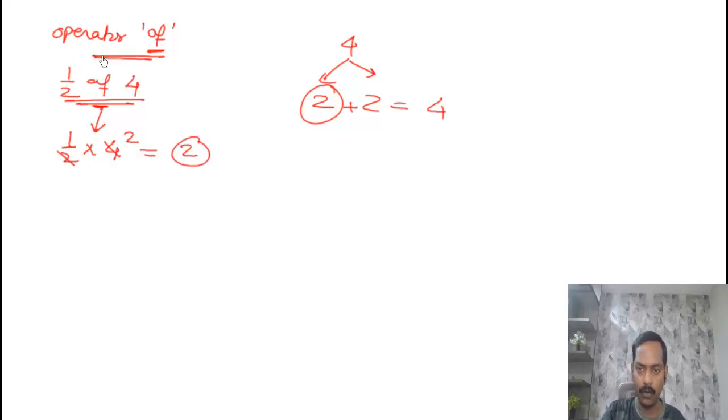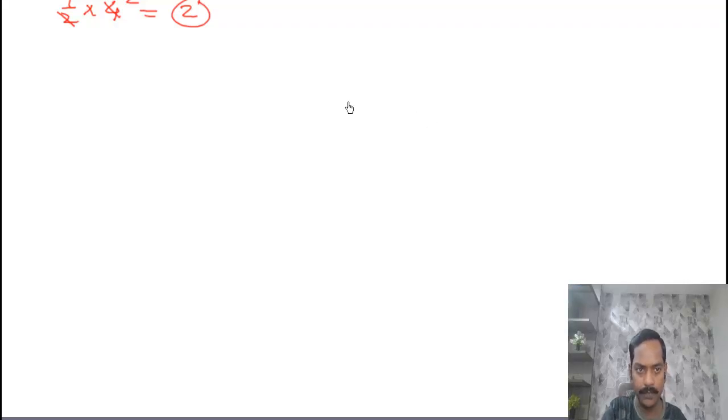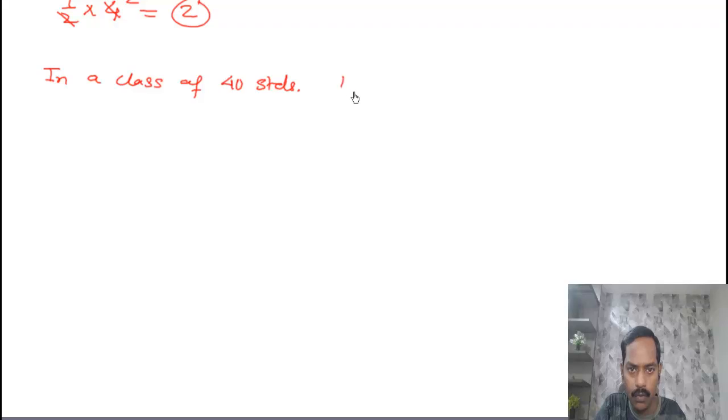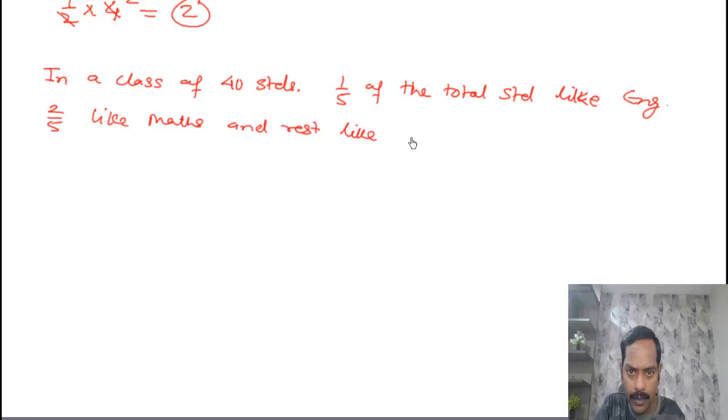This is the meaning of the operator "of" when fractions are involved, right? So let us take one question and see how we comprehend this concept. In a class of 40 students, 1/5 of the total students like English, 2/5 like maths, and the rest like science, right? This is a question.